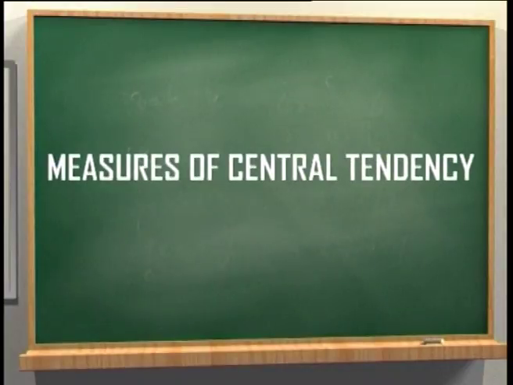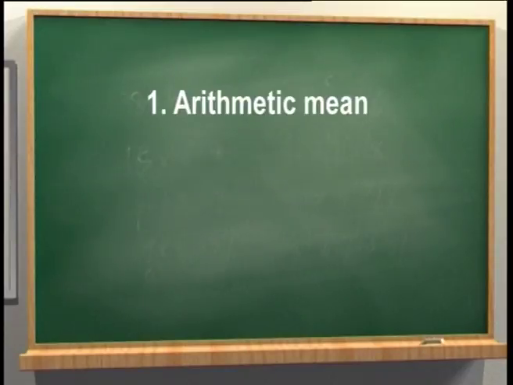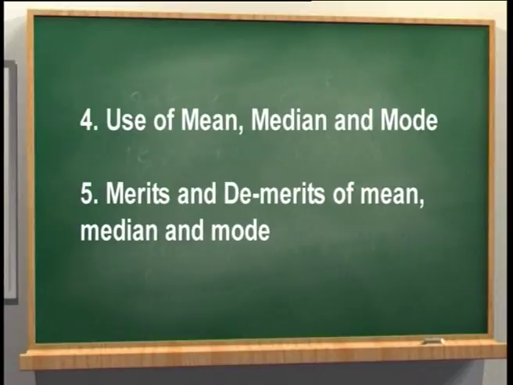Dear students, we will now discuss measures of central tendency. The major objective of the measures of central tendency, or averages, is to reduce the huge mass of data into single figures. The contents are the arithmetic mean, median, mode, use of mean, median and mode, and merits and demerits of mean, median and mode.